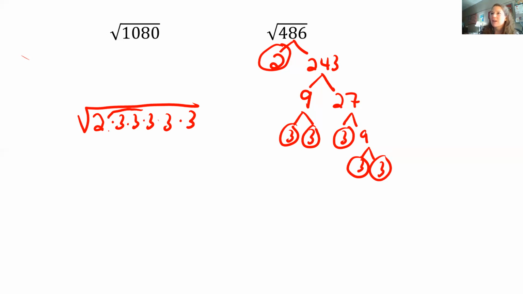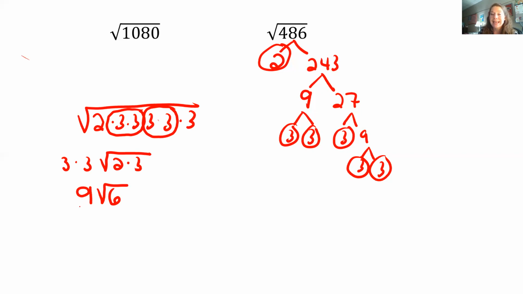All right, so I have a pair of 3s there and a pair of 3s here. So I get to pull out 2 3s. And then what's left on the inside? 2 times 3. Well, 3 times 3 is 9, square root of 6. Which means if I square 9, that means 81 was the biggest perfect square that was a factor. So does 81 times 6 equal 486? Yes, it does. So that's how we simplify non-perfect squares.